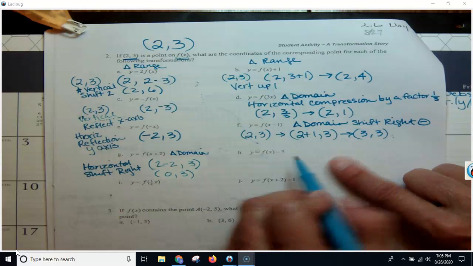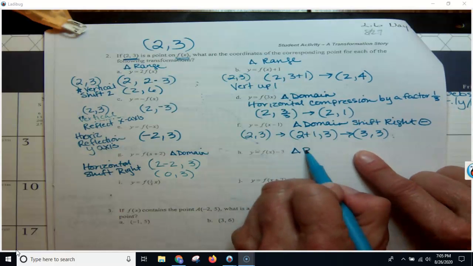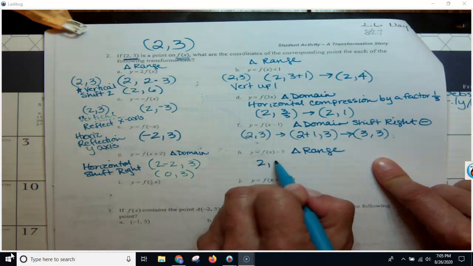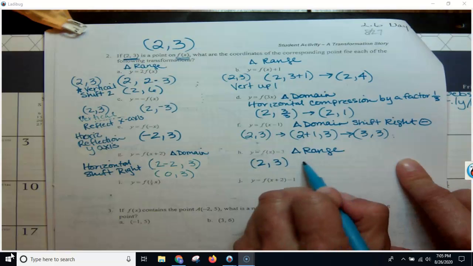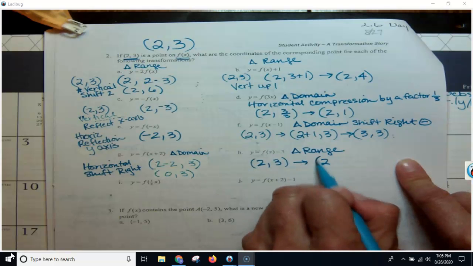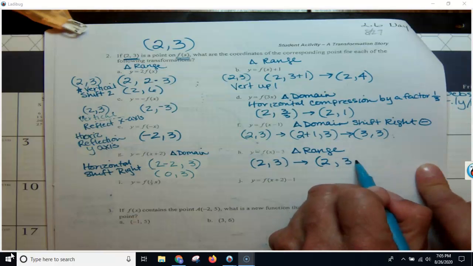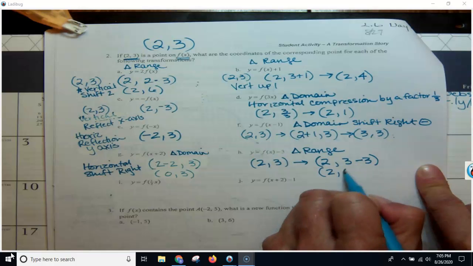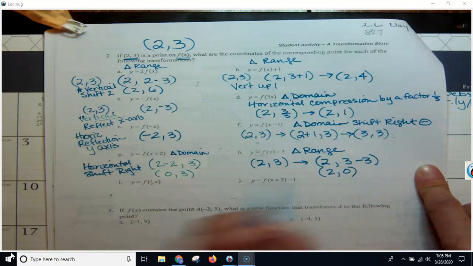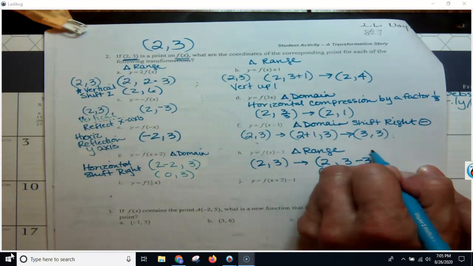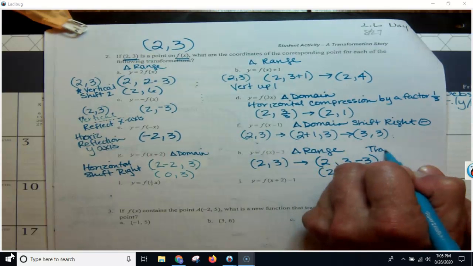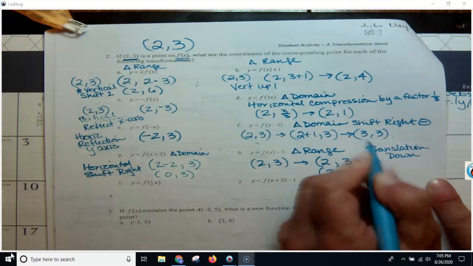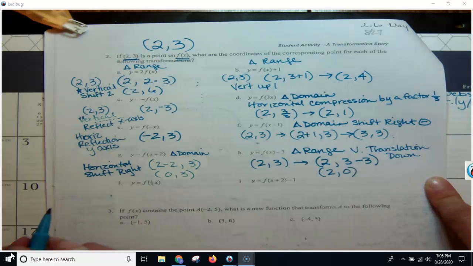Here, this is outside the parentheses, so this is going to be a change in the range. And so we're going to take our original point, and we're going to say, okay, the domain doesn't change, but the range is going down 3. So that's going to be 2, 3 minus 3 is 0. So that would be our new point. This is a vertical translation down.